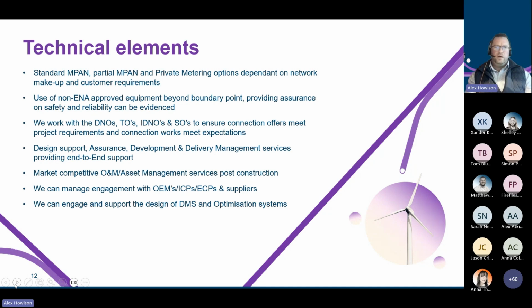I've already covered off the point that we can use non-ENA approved equipment, and we will obviously ensure that we've got assurance that the safety and reliability of that equipment can be evidenced, and that we've got confidence that installing it won't erode the confidence we have in that network remaining safe and reliable, or providing a sustainable network moving forward.